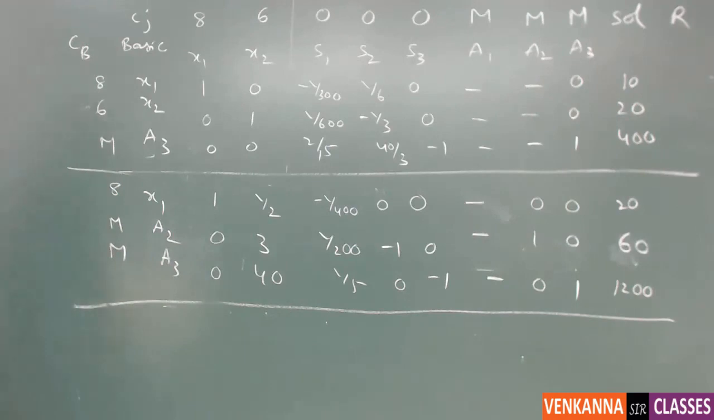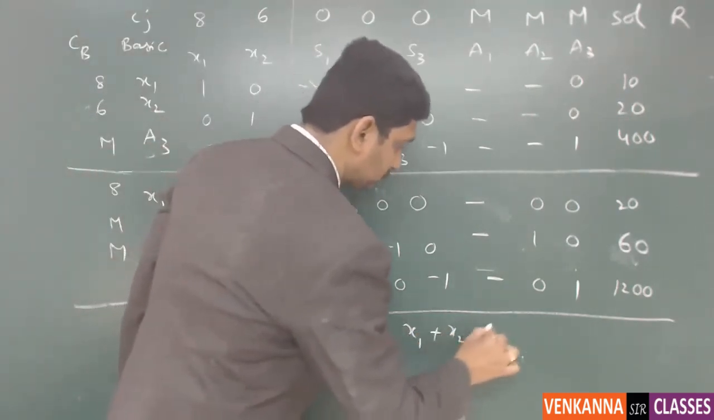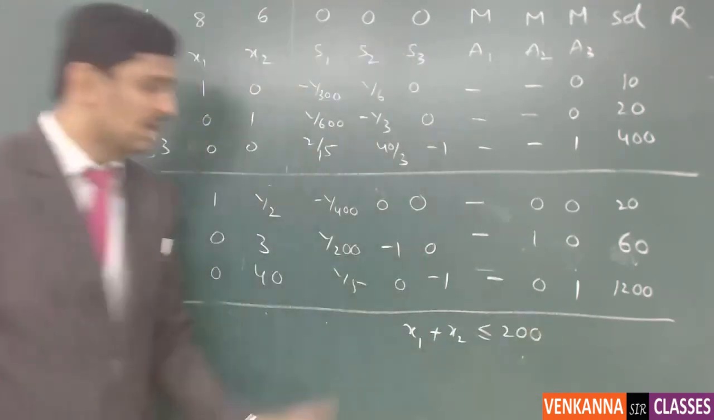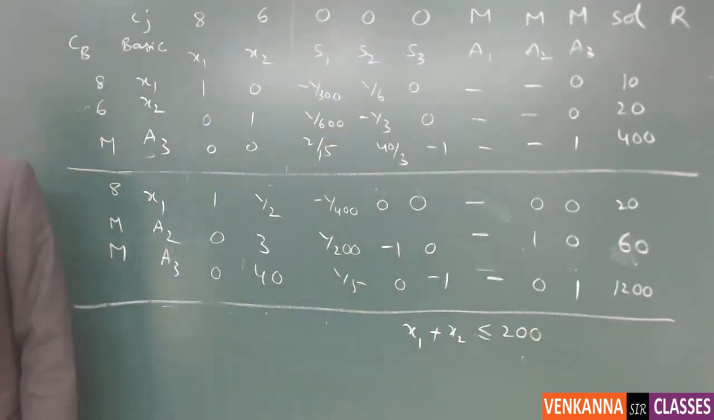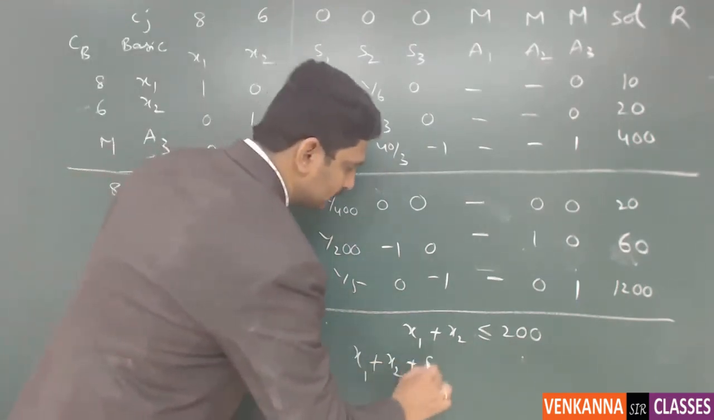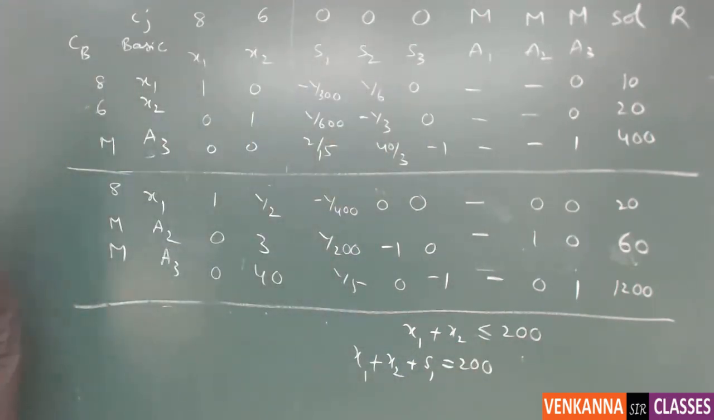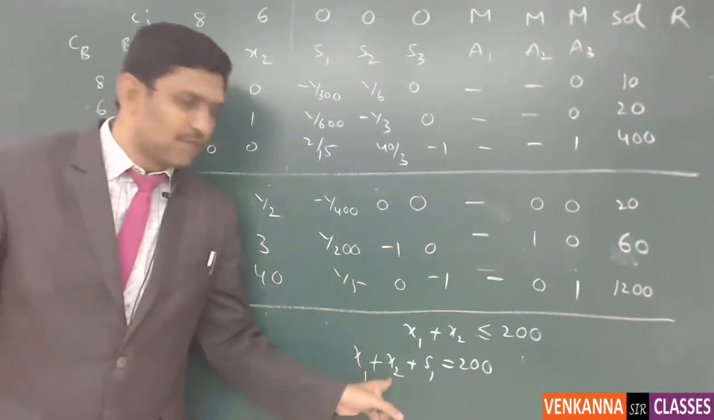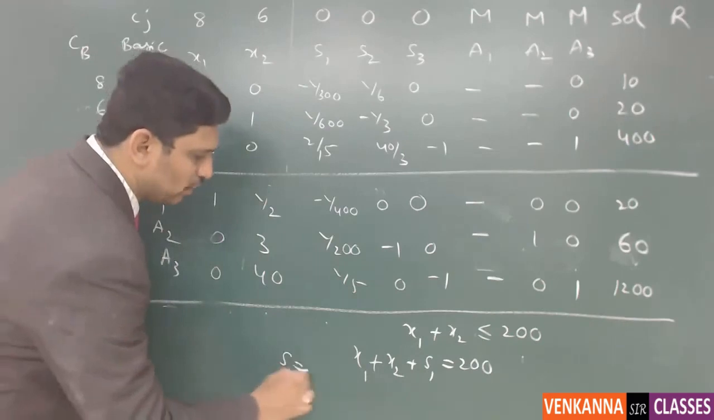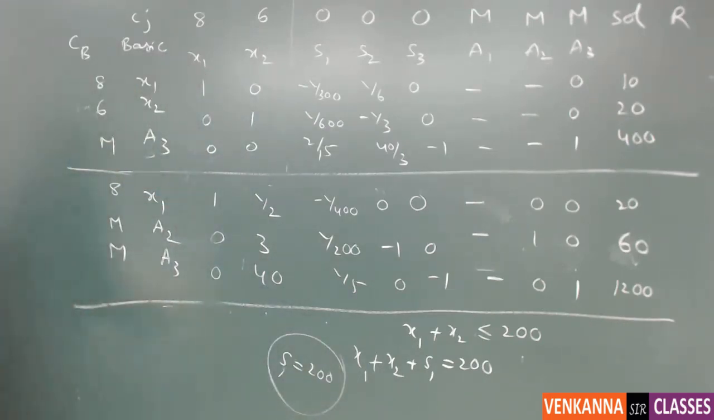Let me say like this. Suppose you have written an inequality of the form x1 plus x2 less than or equal to 200. So what happens? We will write like this: x1 plus x2 plus s1 equal to 200 to balance the equation. So if you put x1 and x2 as 0, s1 is equal to 200 is a solution. It is just like one of the points in the graph if you draw. Accept it.